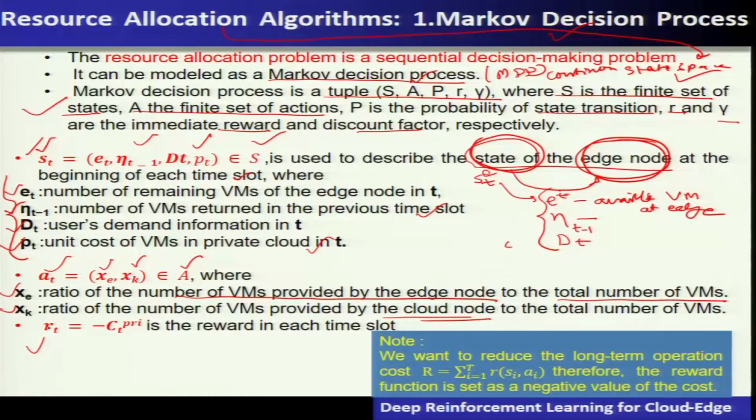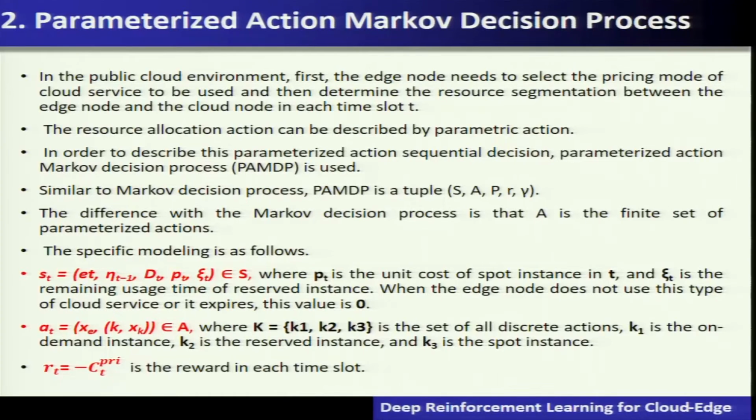Then finally the reward function R is the next component here in the Markov decision process. Reward is to be represented as the negative of the private cloud cost. That means if, let us say, the demand is not met from the edge node, and it is being met out of the private cloud, then minus of that cost is called the reward.